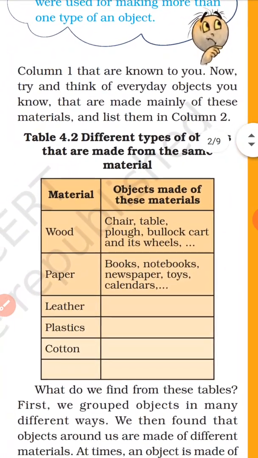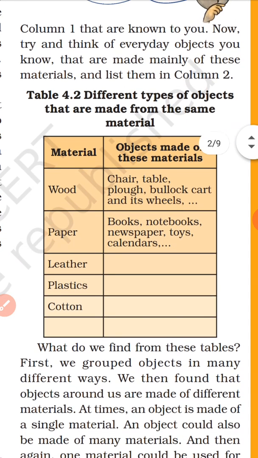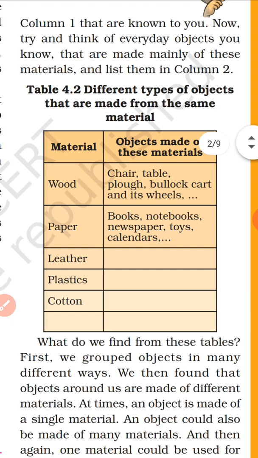See, activity 2 is none other than about the 4.2 table. Different types of objects that are made from the same material. See, wood से क्या बनता है? चेयर, टेबल, प्लग, पुलेट, कार्ट एंड इट्स व्हील. पेपर से क्या बनता है? बुक्स, नोटबुक्स, न्यूज़पेपर, टॉयज़ और कैलेंडर्स बनते हैं, राइट?